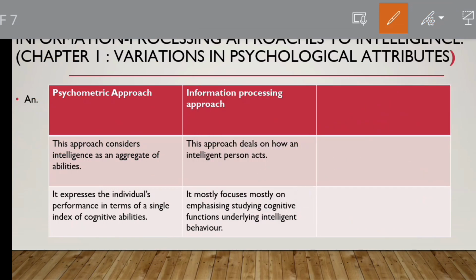What does aggregate of abilities mean? Aggregate means sum. The sum of abilities is our intelligence. It expresses the individual's performance in terms of a single index of cognitive abilities. So meaning and expression. Psychometric approach means the aggregate of abilities, the sum of abilities we call intelligence, and we express it in terms of a single index of cognitive abilities.